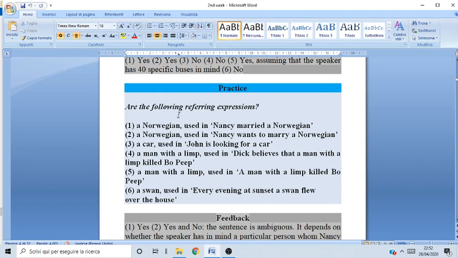So let's see. Number one, Nancy married a Norwegian. Yes, because it's talking about a specific Norwegian. Number two, Nancy wants to marry a Norwegian. Well, this depends on how you interpret the sentence, because it could be any Norwegian, and in that case, it's not a referring expression. But if the person knows a specific Norwegian and knows that Nancy wants to marry that specific Norwegian, yes, it is a referring expression.